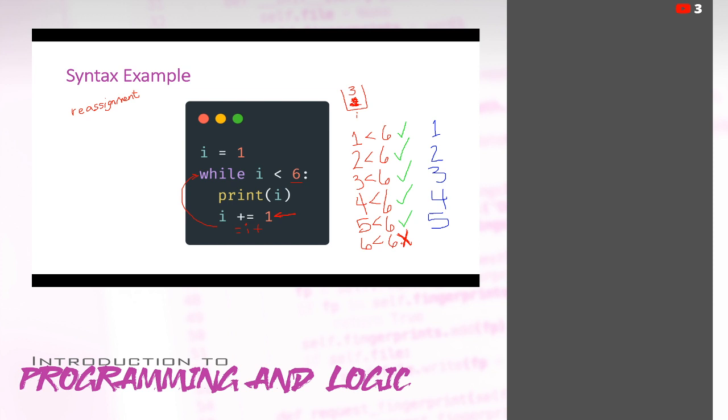Because 6 is not less than 6. 6 is equal to 6. You can't be less than and equal. That's impossible. So with this, nothing will happen. We've now taken our condition, turned it from true to false. And so once our condition goes false, that means that this code does not get executed.